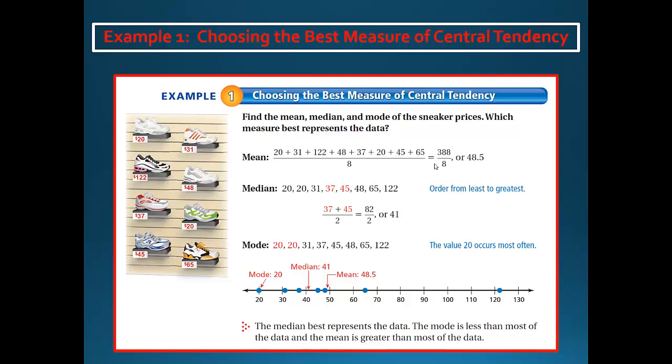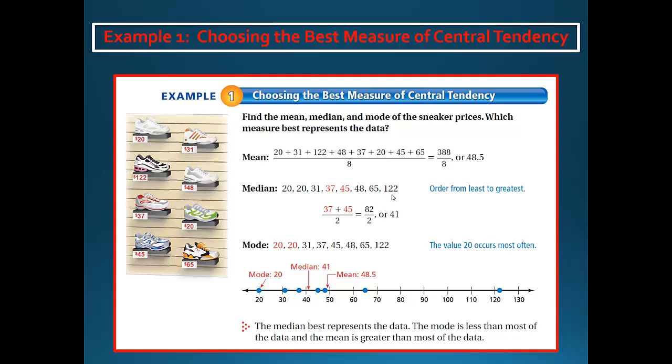When we add up all of our prices, we get 388, and then we'll divide by 8, and we'll get that the mean is 48 and 5/10. Now for median, we need to put our prices in order from least to greatest. So the order from least to greatest would be 20, 20, 31, 37, 45, 48, 65, and 122.